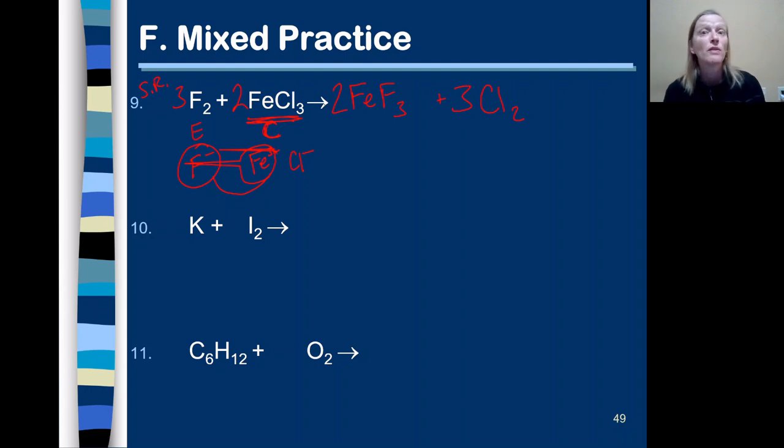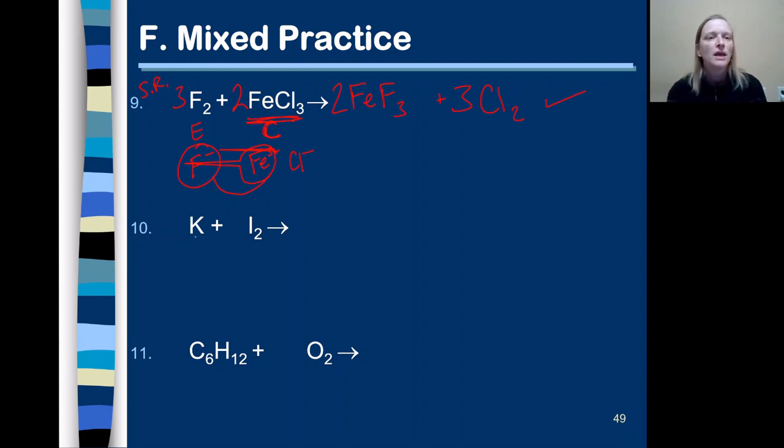We should also consider whether this reaction would occur. So if you think about the reactivity series, just think about group 17 on your periodic table. Fluorine is high in the group and chlorine is lower down in the group. So fluorine is more likely to be in a compound and chlorine is more likely to be alone. And that is in fact what we see here.